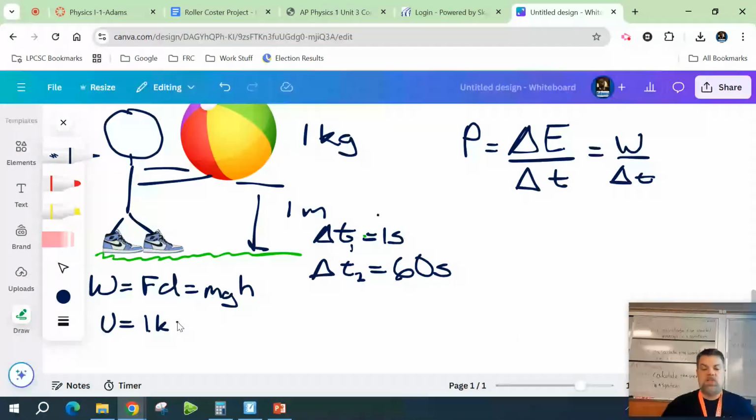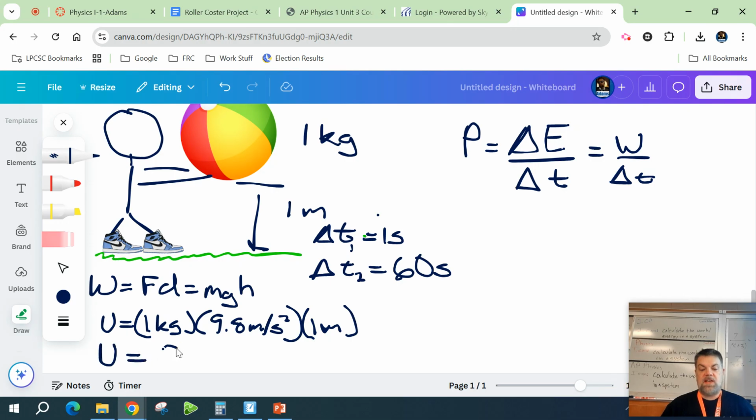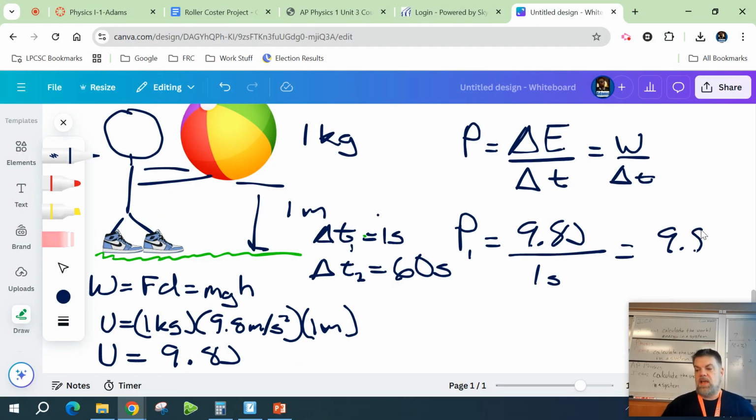So the mass of the object, my beach ball, is 1 kilogram. The acceleration due to gravity is what? 9.8 meters per second squared. Times the height, which is 1 meter. We did all that math to find out that the potential energy is actually 9.8 joules. And so the power of the first object is going to be 9.8 joules over 1 second. So that's 9.8 watts. That's how much power is generated or used or work is done. It's the rate of the work that's done over time. Okay? Can I slide this up a little bit?